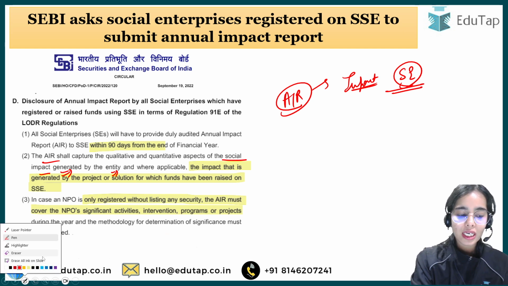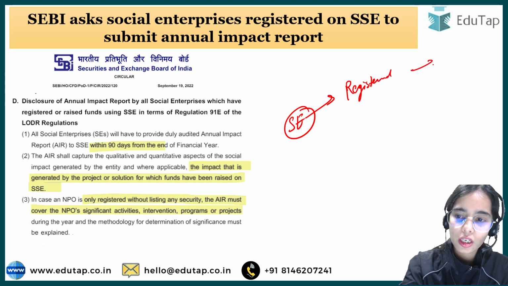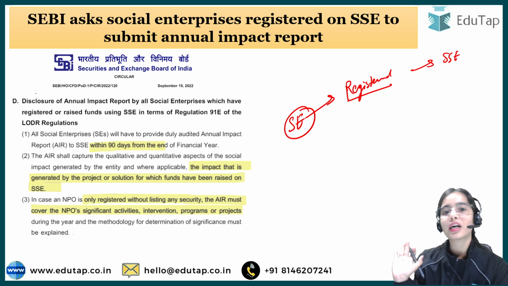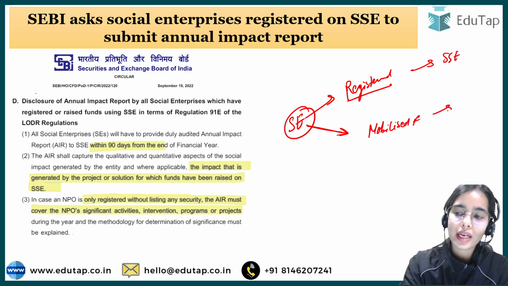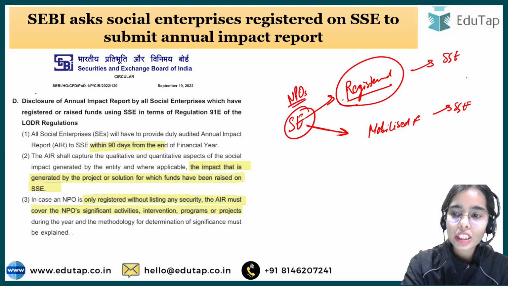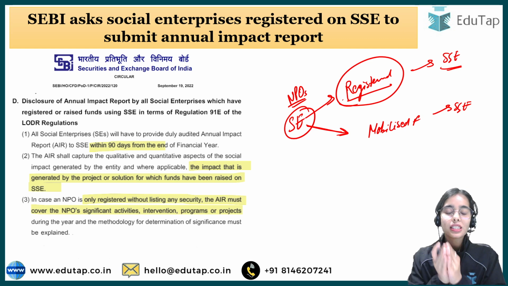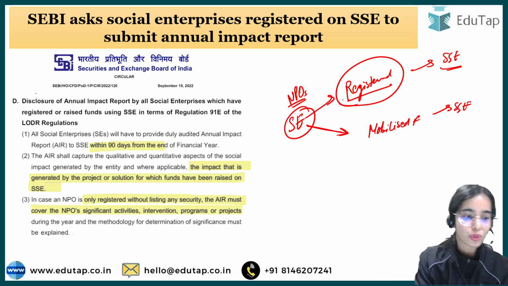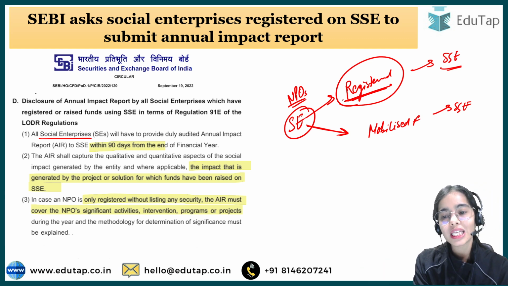You also have to remember that there are two kinds of social enterprises. One, social enterprises that have just registered with the SSC and have not mobilized funds through the SSC till now. Second, social enterprises that have mobilized funds through the SSC. Even the NPOs that have registered with the SSC but have not mobilized funds have to provide the annual impact report. So all the social enterprises, even those that have only registered with the SSC, have to release the annual impact report.